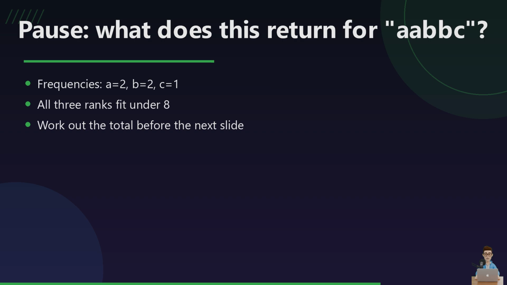Then sort those counts from biggest to smallest and work out the cost for each one using what we just learned. Remember, there are only 3 distinct letters here, well under the 8 keys we have available. Add up frequency times cost for each letter to get the total. Give it a real try before you check the next slide.